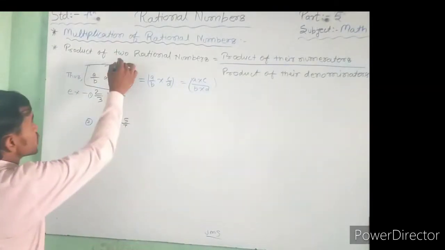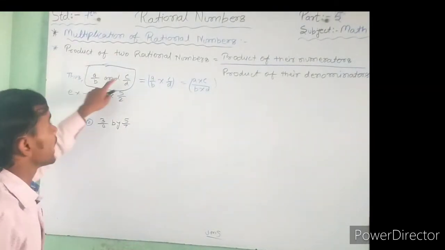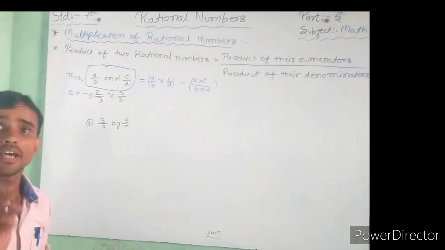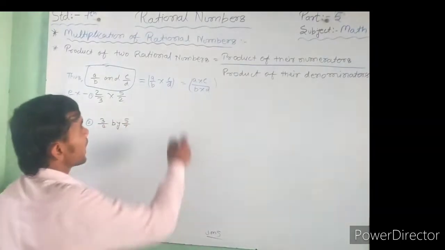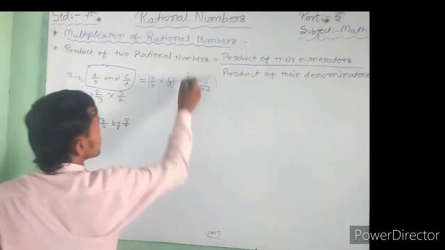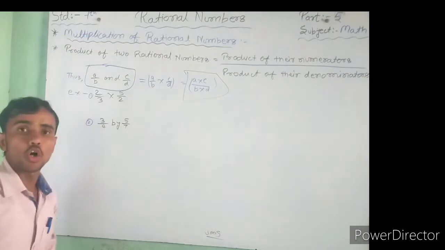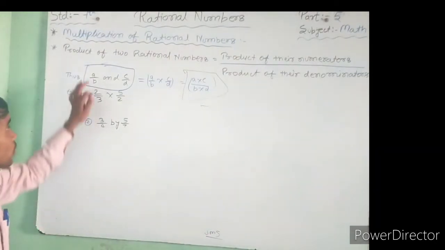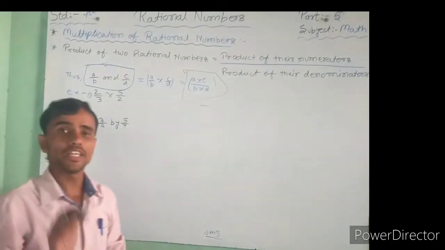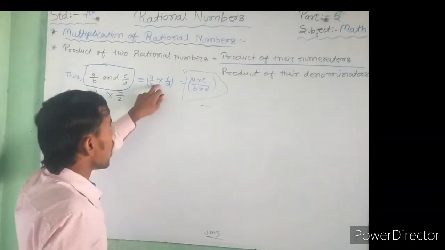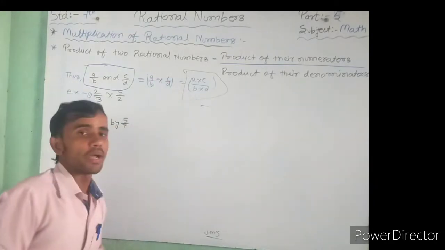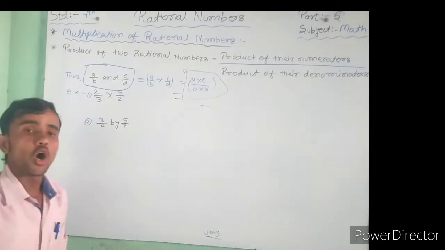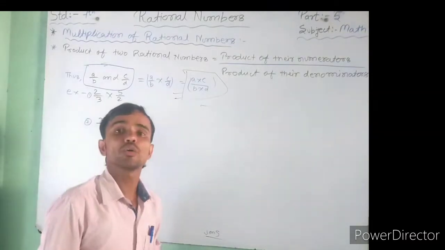The question format is a by b and c by d. That is the format of a question on multiplication of rational numbers. Next is the solution format. If the question is a by b into c by d, you start the solution with the rule: a into c upon b into d. That is the format of your solution.